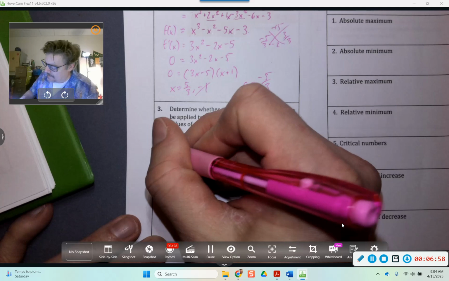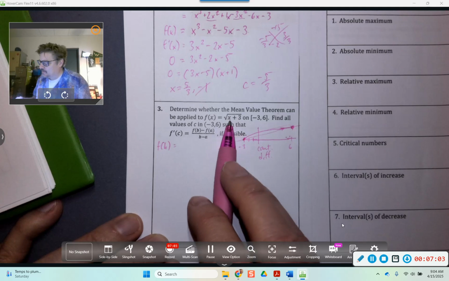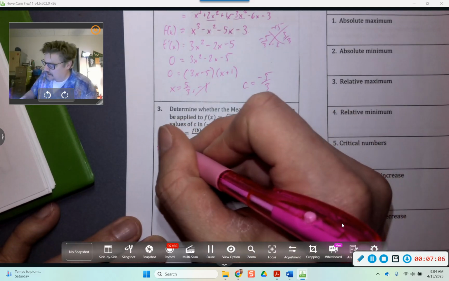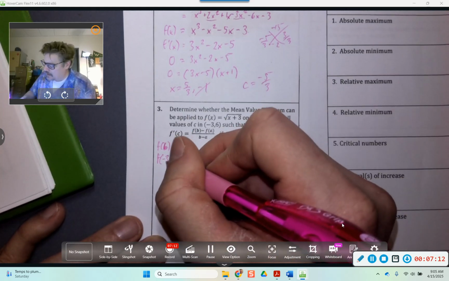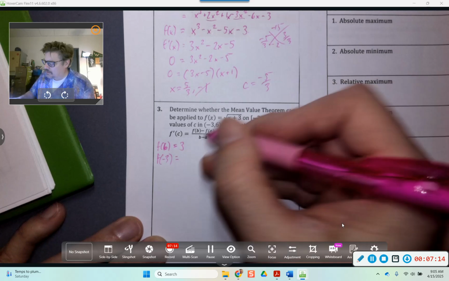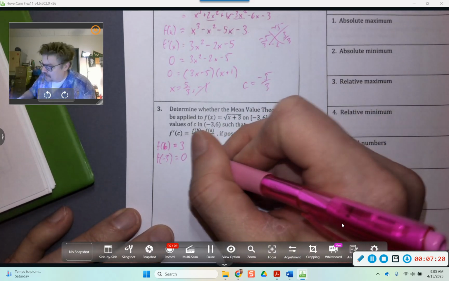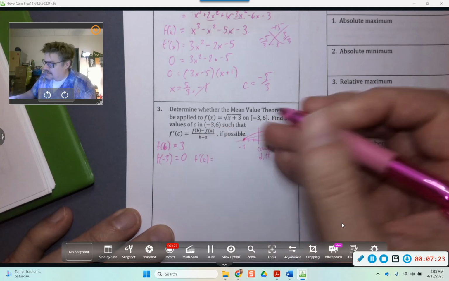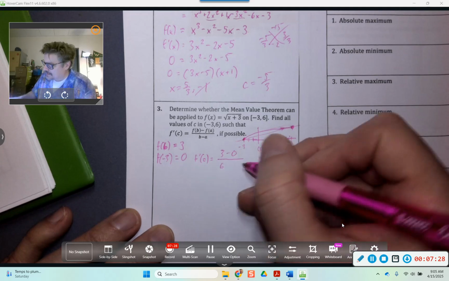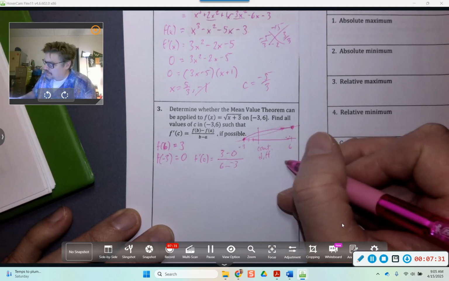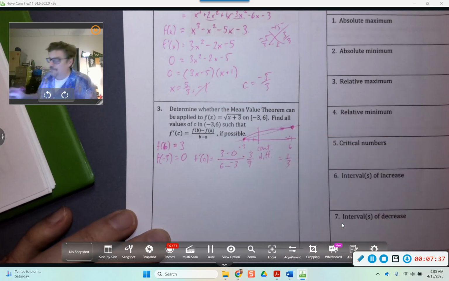So let's get the average rate of change. So let's find f of b. F of b is going to be 6, 6 plus 3 is 9, the square root of 9 is 3. Okay, so f of 6 is 3. F of -3, that's going to be square root of 0, so that's 0. Okay, so that means that f prime of c has to equal 3 minus 0 over 6 minus -3. So that's going to equal 3 over 9, which is 1/3. Okay, so we got a slope of 1/3.